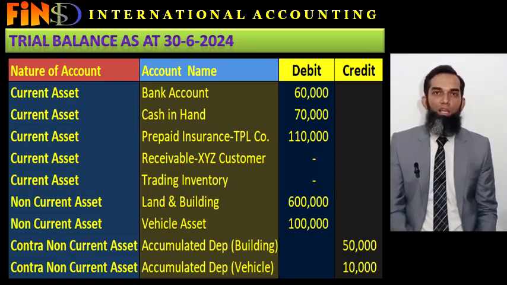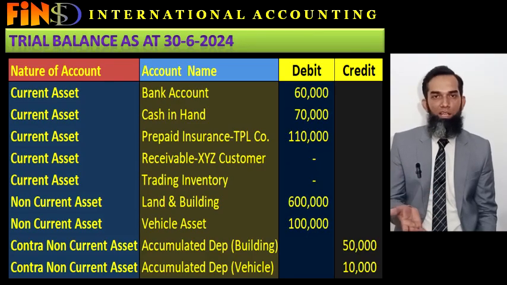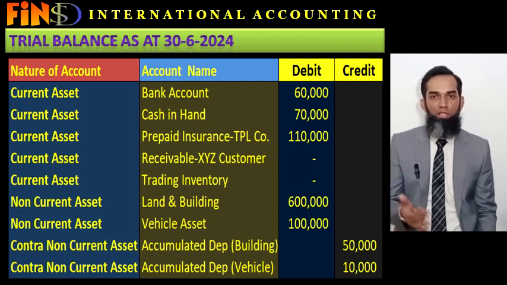The trial balance is recorded as at a date, not for a period, because it shows the accurate balance as of that date. The date balances are like the 30 June balance: the bank account showing 60,000, the cash in hand account showing 70,000, and the prepaid insurance account showing 110,000. Similarly, land and building shows 600,000, and accumulated depreciation on building is showing 50,000.